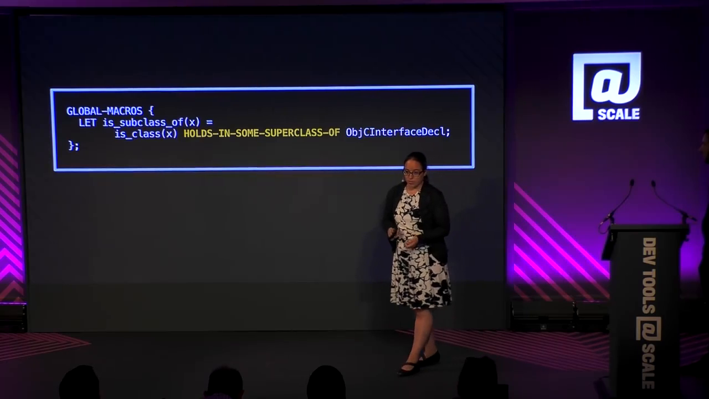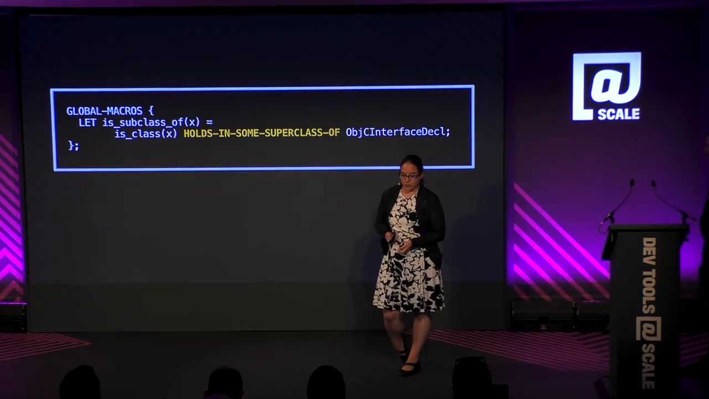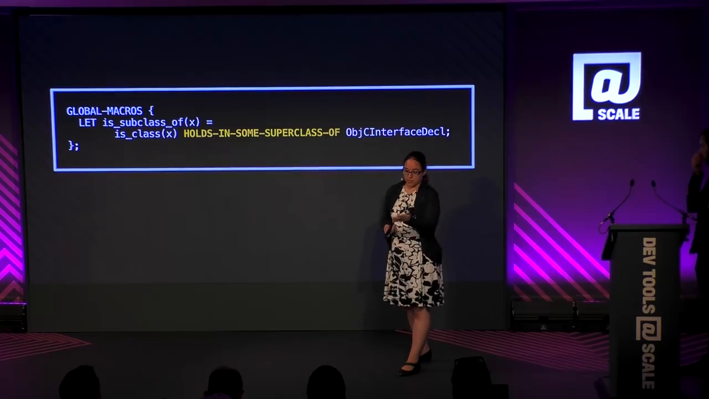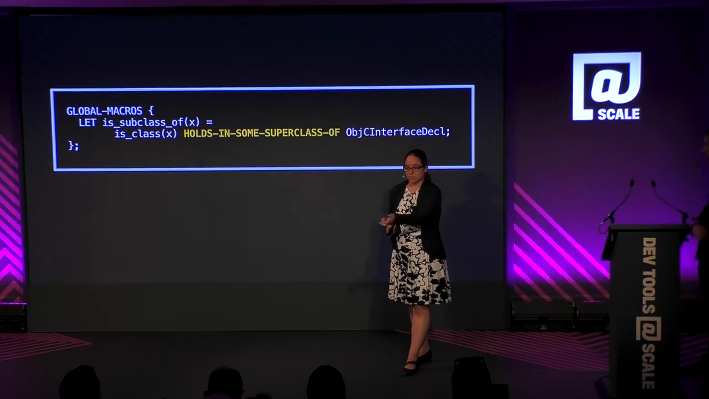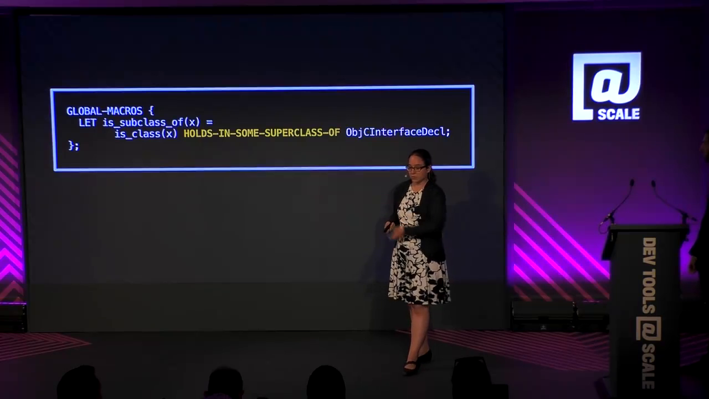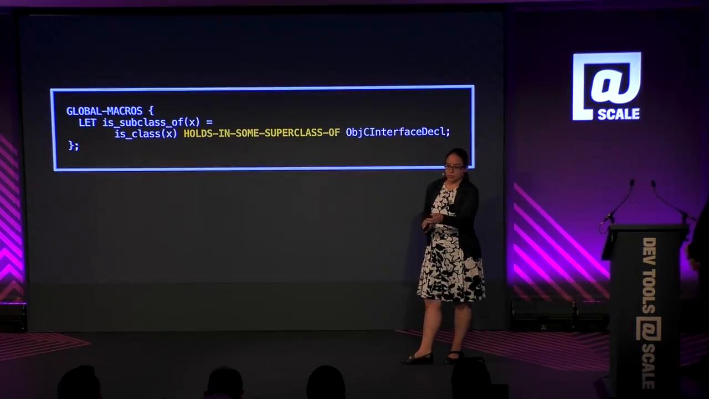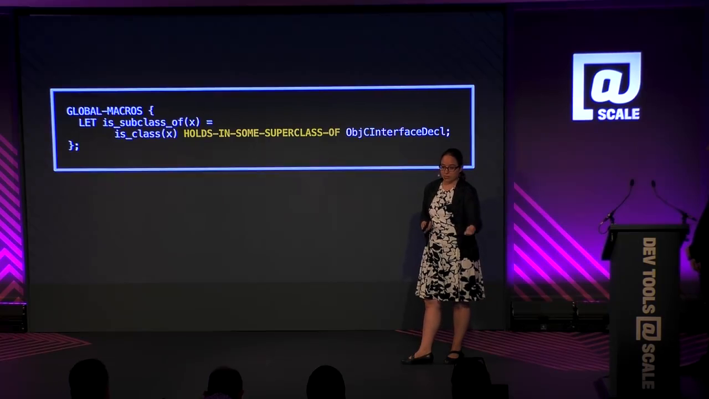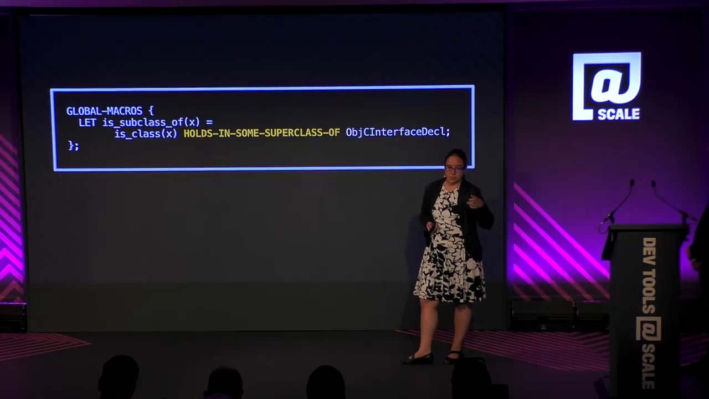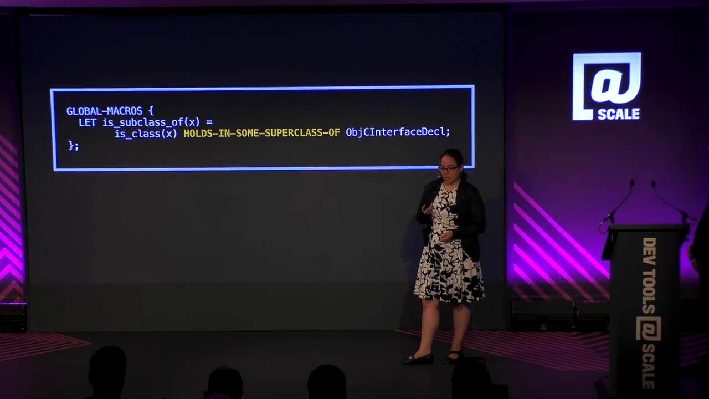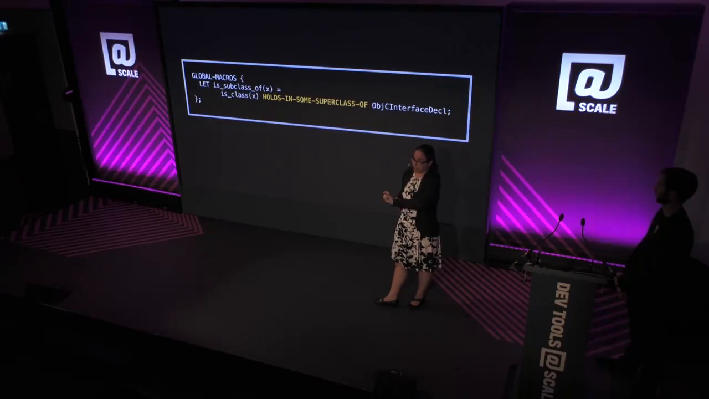For example, here we can have this macro is subclass of, which is defined as something is a class and it holds in a superclass of a class node. And then you can use this for writing specific linters checking about specifics of classes. You can put this in the AL file, in this global macros part of the file, and also you can import it. So you can define the macros in a file, and you can import it into another file with the checkers, with this syntax.